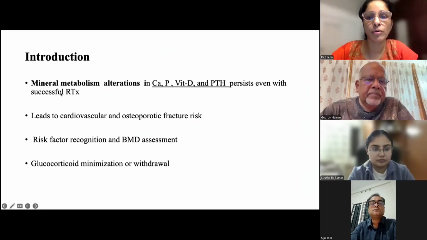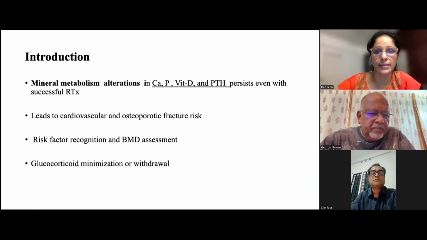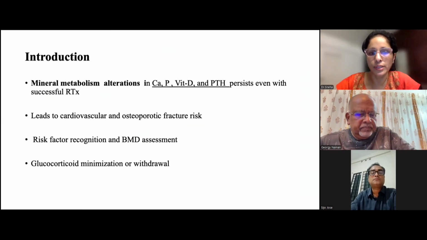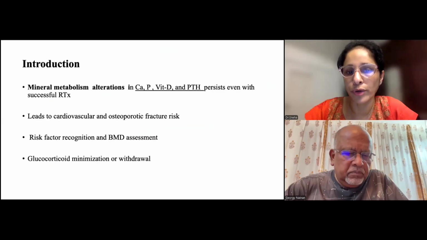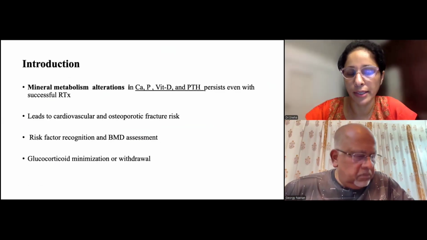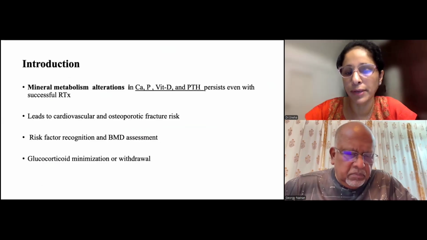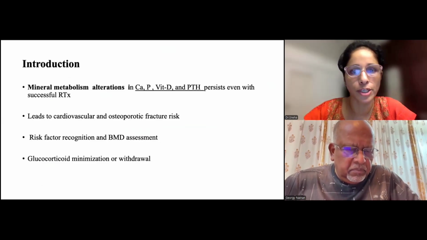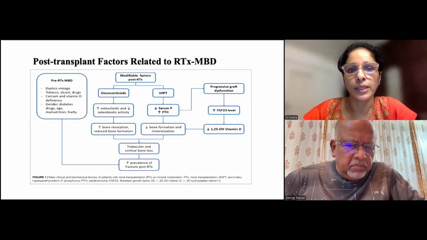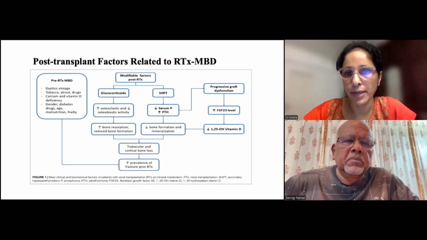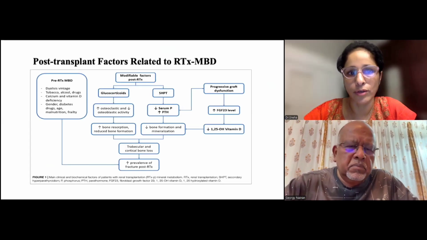Renal metabolism alteration can persist even with a successful renal transplantation. So this leads to cardiovascular and osteoporotic fracture risk. And so risk factor recognition and BMD assessment is important, and we should attempt glucocorticoid minimization to avoid this. What are the factors related to renal transplant bone mineral disorder?